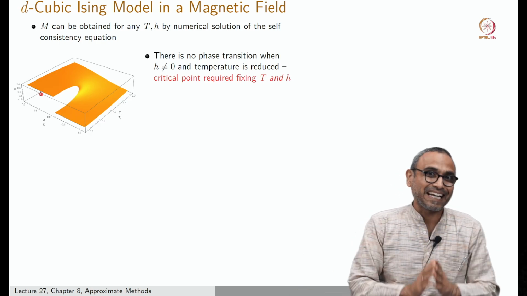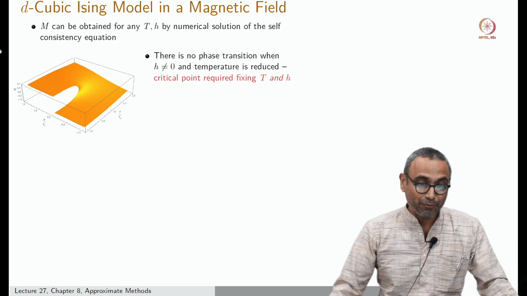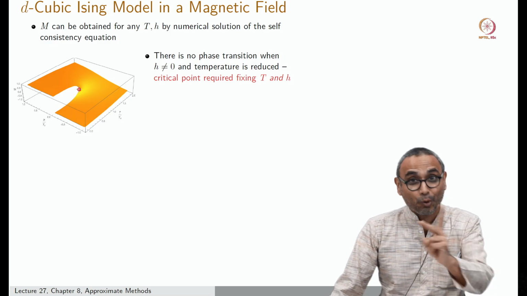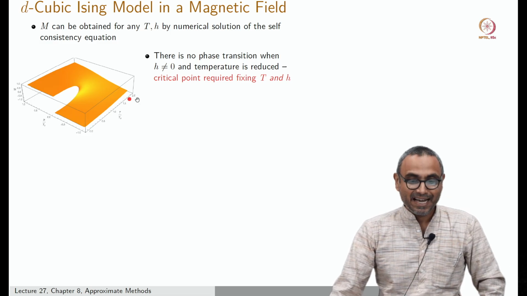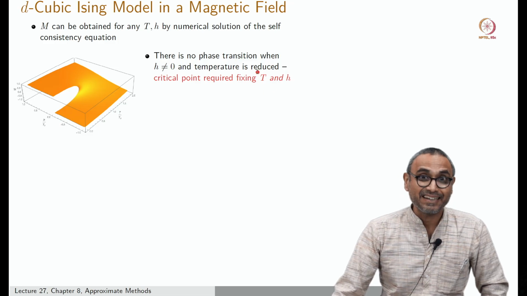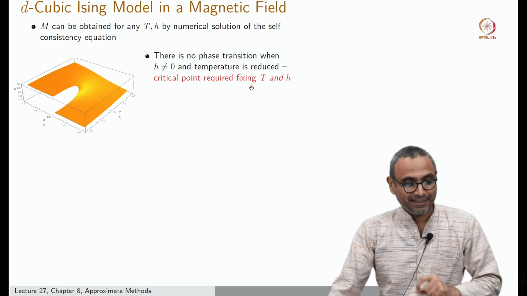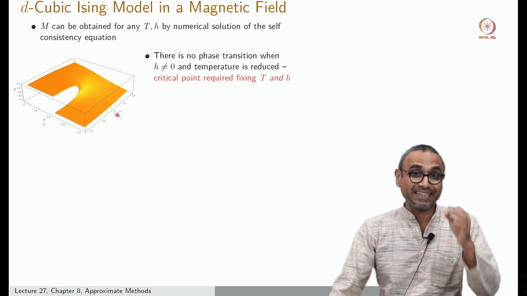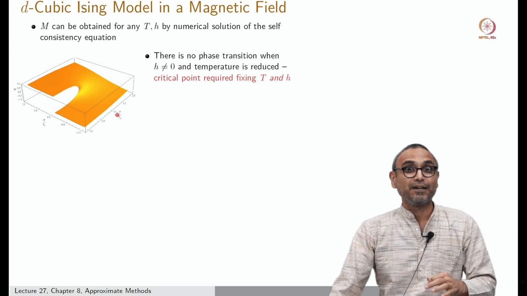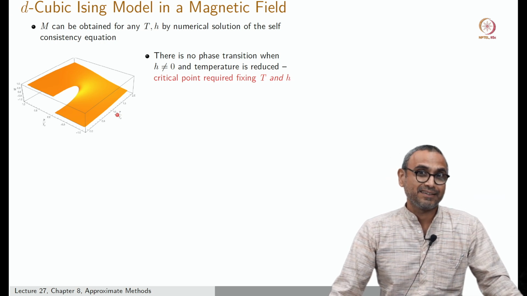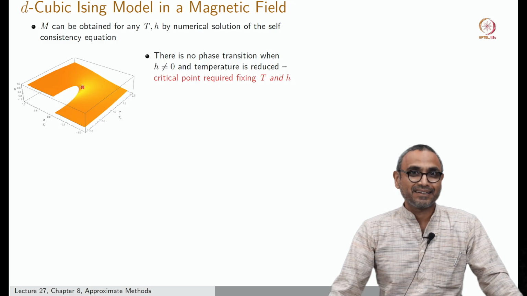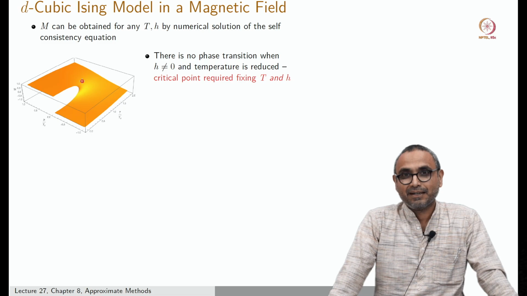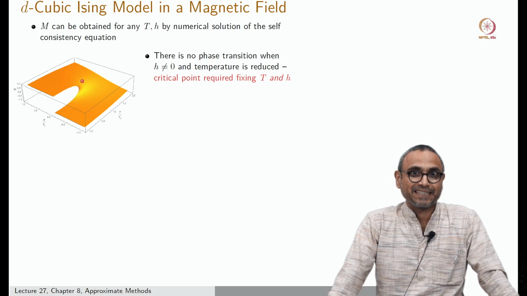So what is this telling you? This is telling you that if I want to access this critical point, I have to fix two parameters, namely the temperature and the magnetic field. So the temperature has to be equal to Tc and the magnetic field has to be 0 for me to see this critical point. If I have a magnetic field, I will not see any phase transition. Okay, this is a very important observation, as you will see.